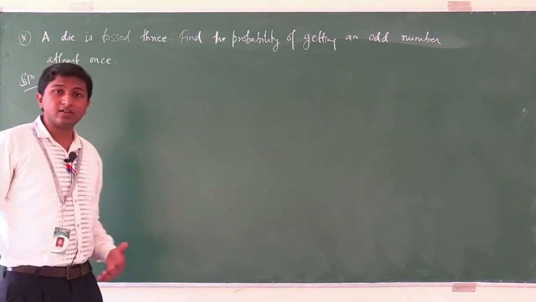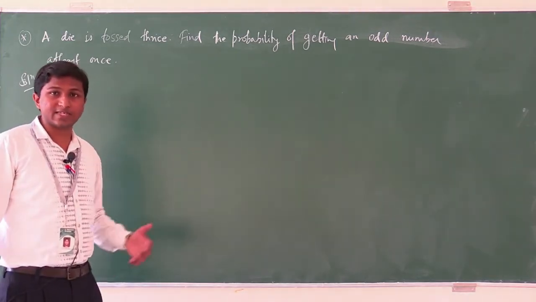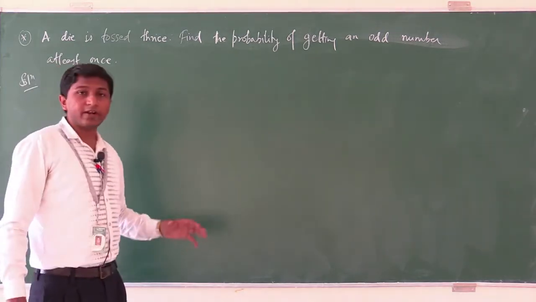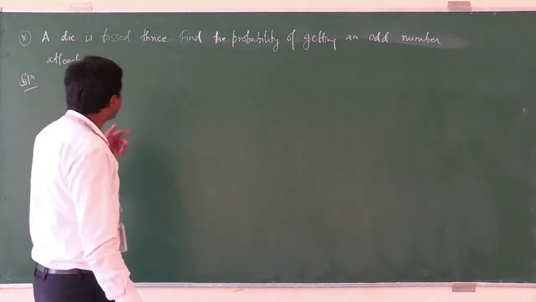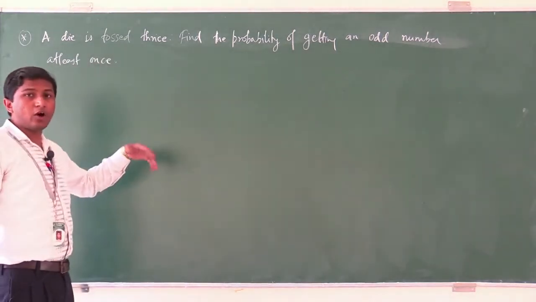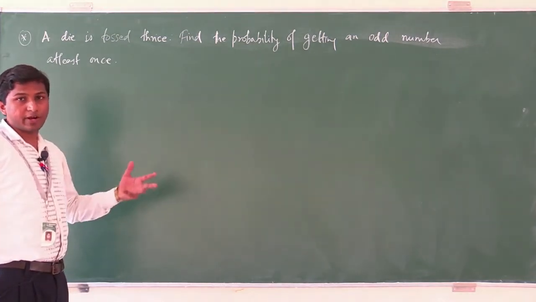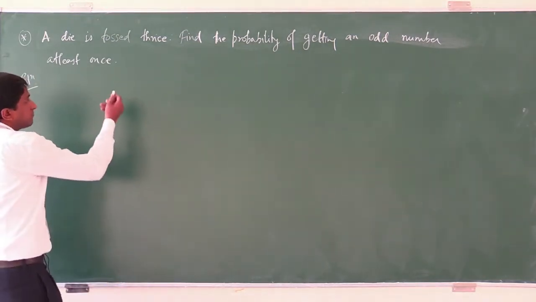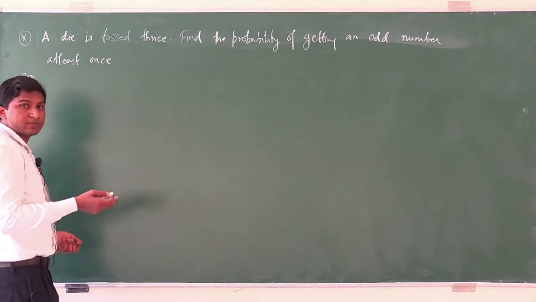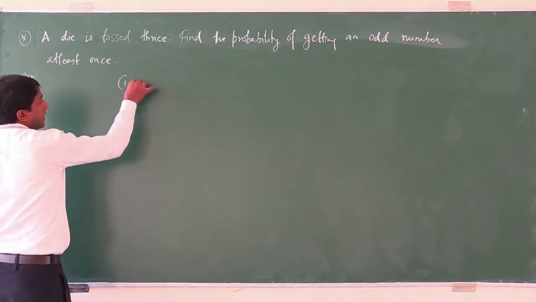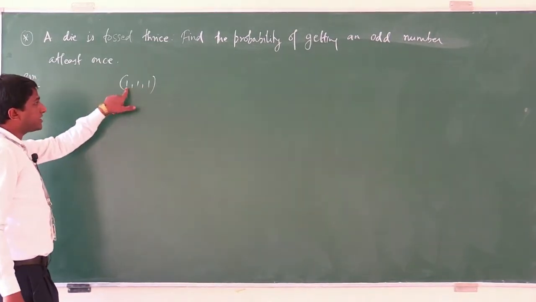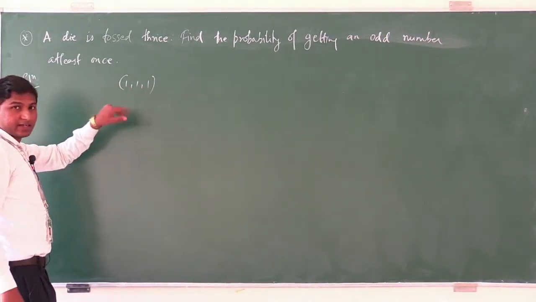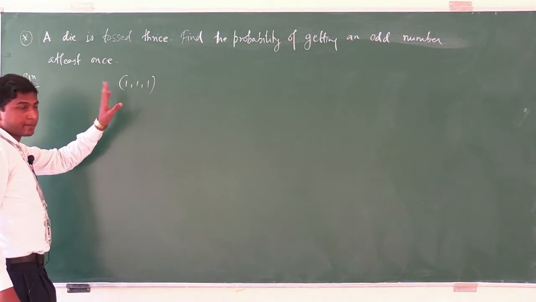Since there are many outcomes in the sample space, we are not going to write the whole sample space for this random experiment, but we shall see how some outcomes might look. It will be like this, 1, 1, 1. This 1 represents that it is a 1 on the first die.